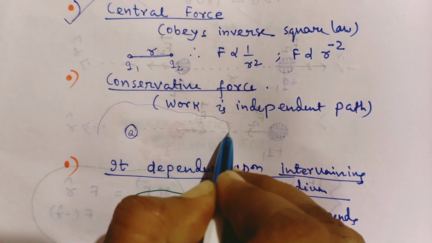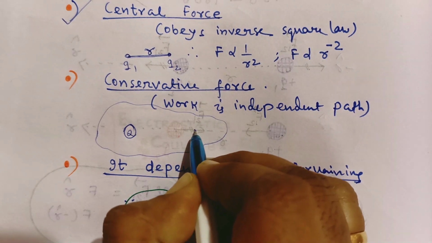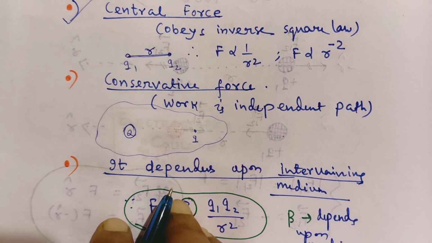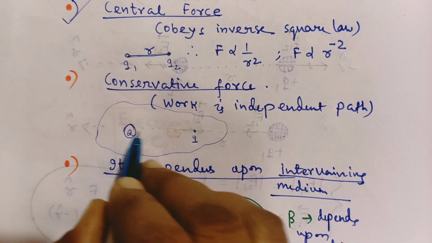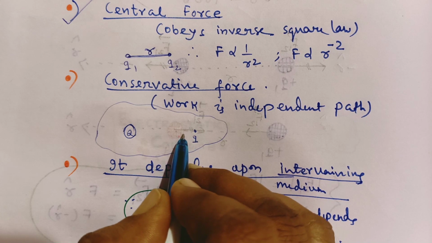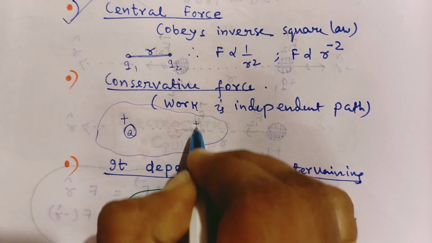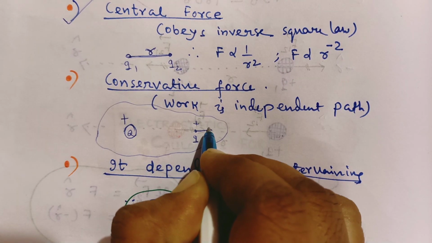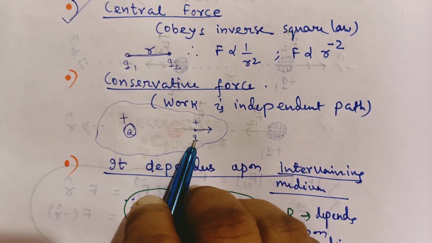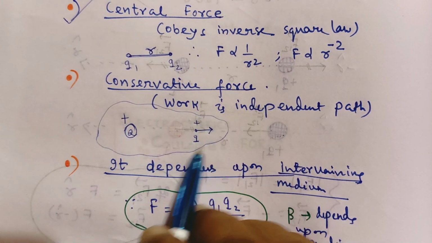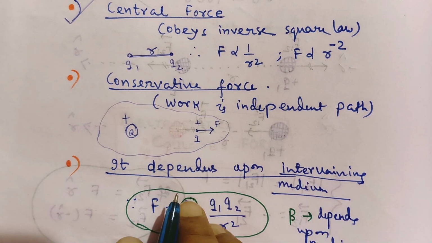Here there is an electric field around this charge. If another charged body is kept here, then this source charge will either attract or repel it according to their nature. Let this one be positive and this one be positive, so a repulsive force is acting on small q. So if a test charge is kept in the electric field, it will experience an electrostatic force.